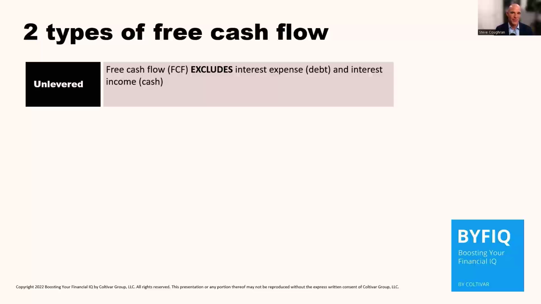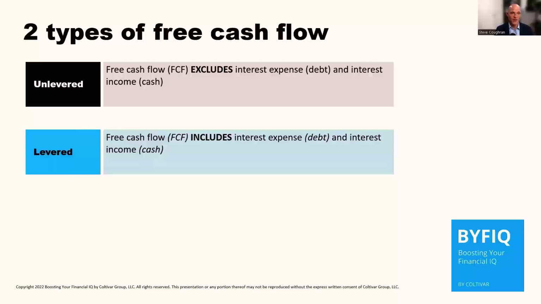So it ignores the capital structure, debt and equity. And associated with those two things are interest expense, which is debt, and interest income, which is cash. So you're going to ignore those items. Levered free cash flow includes interest expense and interest income. It accounts for the current capital structure of the business. That's the primary difference between unlevered and levered free cash flow.